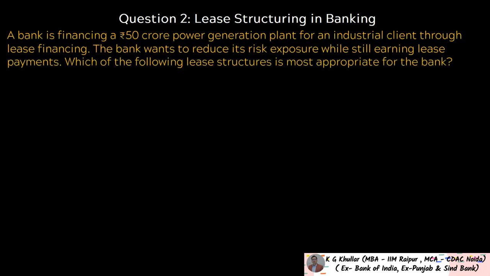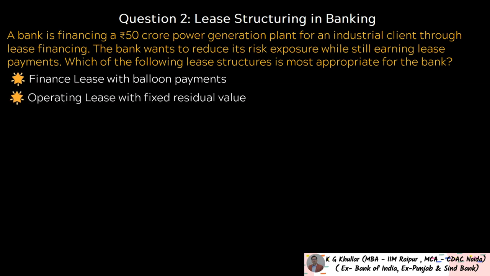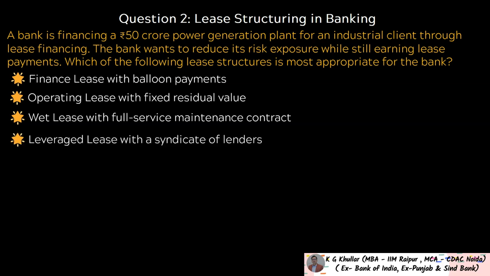Then the second question is: a bank is financing a rupees 50 crore power generation plant for an industrial client through lease financing. The bank wants to reduce the risk exposure while still earning lease payments. Which of the following lease structures is most appropriate for the bank? And these options are given to you. First option A is finance lease with balloon payments. Then second option B is operating lease with fixed residual value. Then third option C is wet lease with full service maintenance contract. And last option D is leveraged lease with a syndicate of lenders.